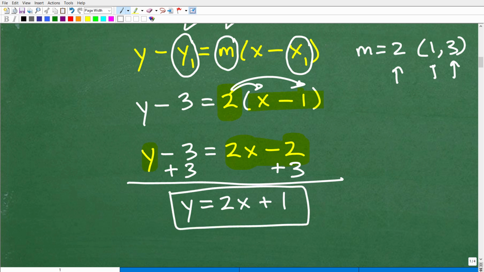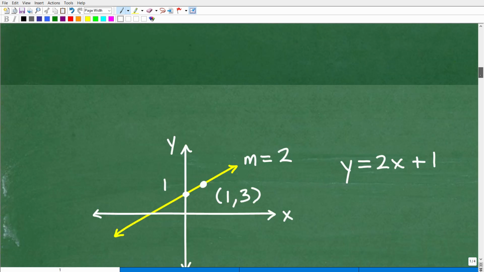This is my answer. This is the linear equation. This is the equation of a line that has a slope of 2 and passes through the point (1, 3). Okay, y equals 2x plus 1.